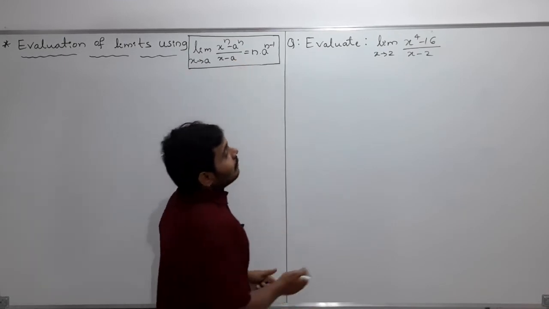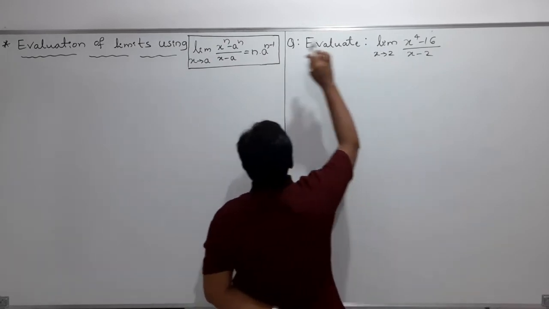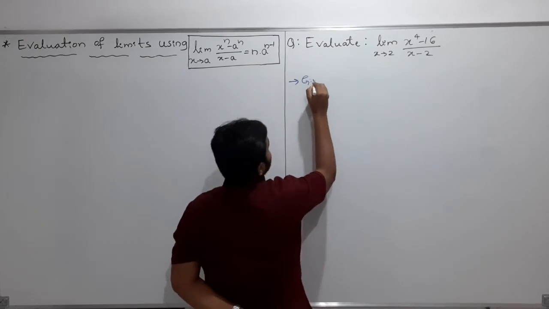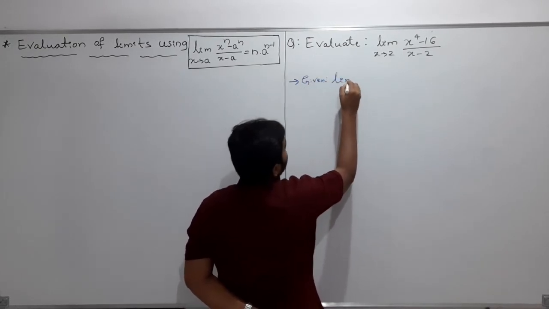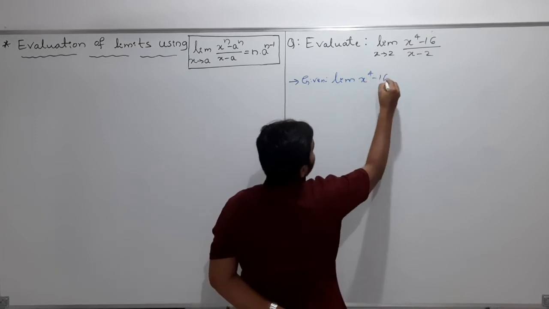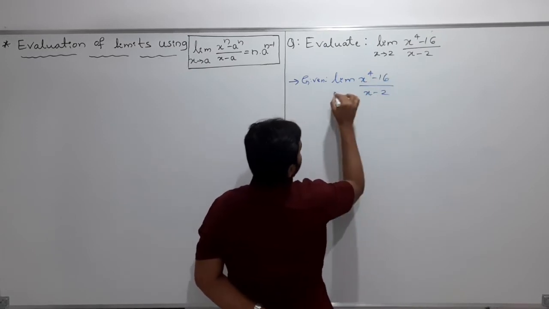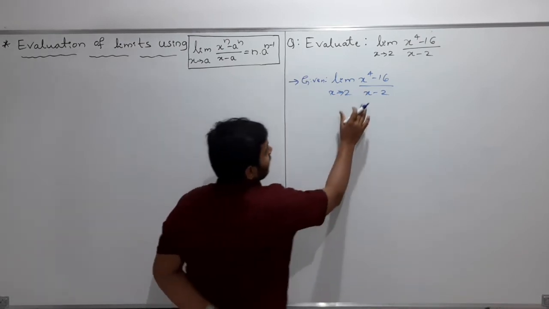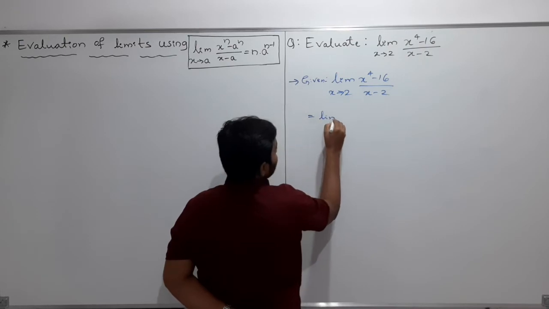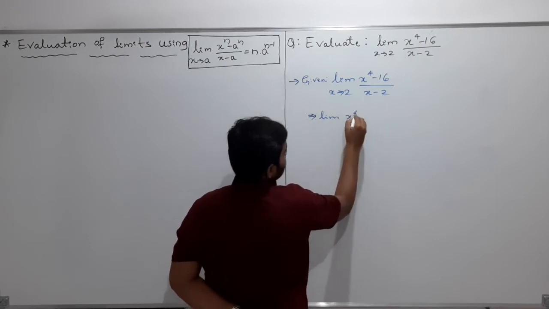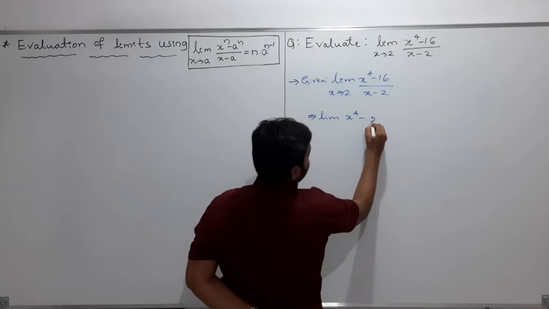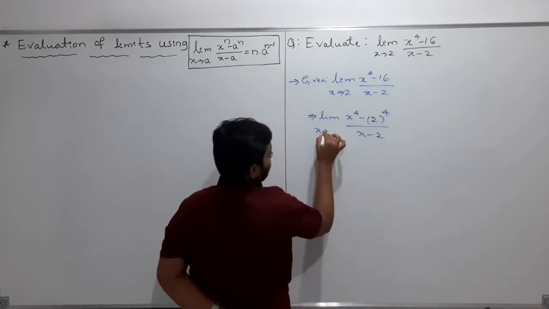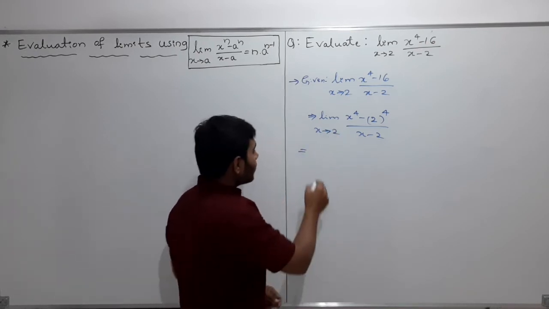Clear? So now first of all my job is to express this in this form. What is given here? The given question is limit of x to the power 4 minus 16 whole divided by x minus 2 as x tends to 2. Now I'll rewrite this one. This also implies x to the power 4, 16 I may write as 2 to the power 4, whole divided by x minus 2 as x tends to 2. Remember this.